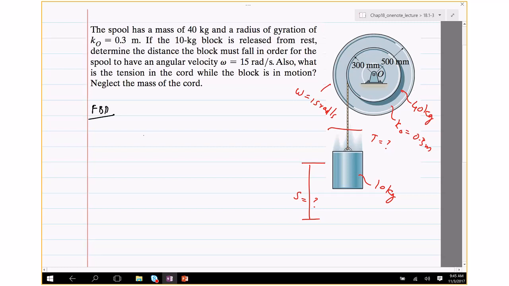Okay, so always draw a free body diagram. In this case, you have to, because you're asked to find the tension. The three free body diagrams I can draw are of the spool, of the mass, and of the combined system, right? So let's draw a free body diagram of the spool. Okay, is there anything else? Well, there is the weight.